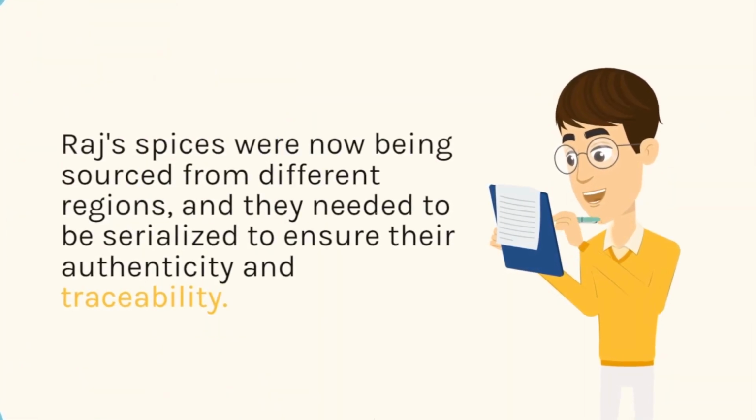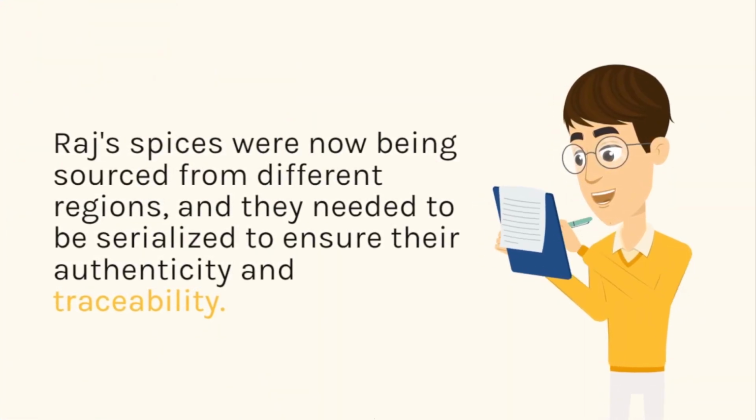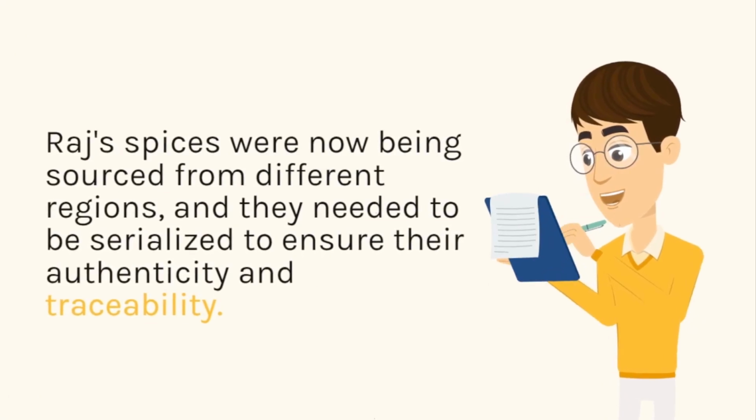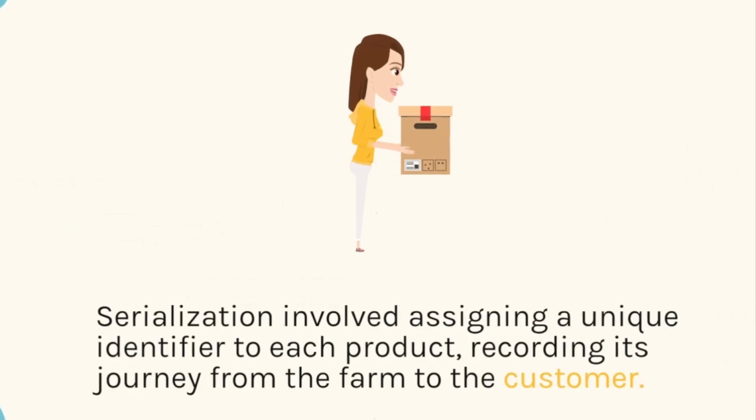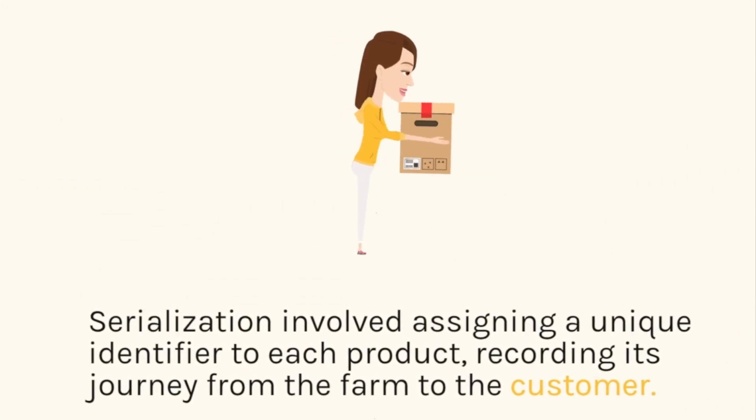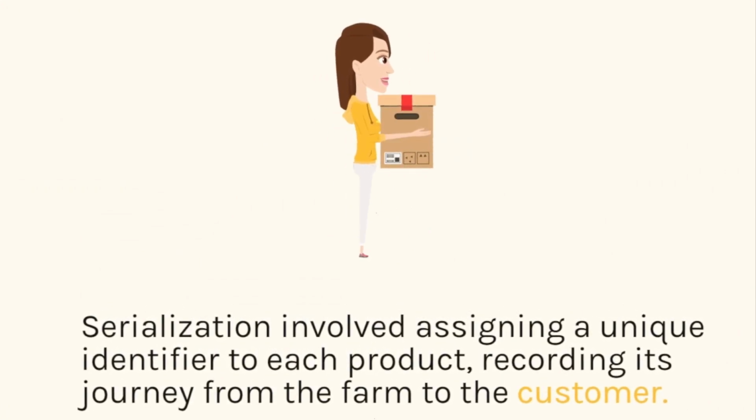Raj's spices were now being sourced from different regions, and they needed to be serialized to ensure their authenticity and traceability. Serialization involved assigning a unique identifier to each product, recording its journey from the farm to the customer.